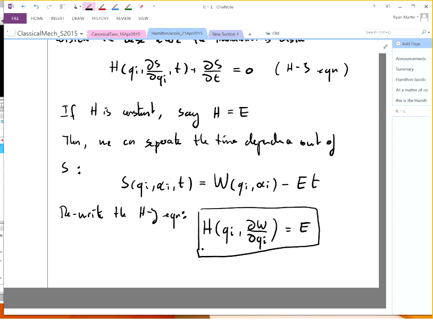So this W basically tells us everything, right? So this W is called Hamilton's characteristic function. So you have Hamilton's principal function S and Hamilton's characteristic function W.